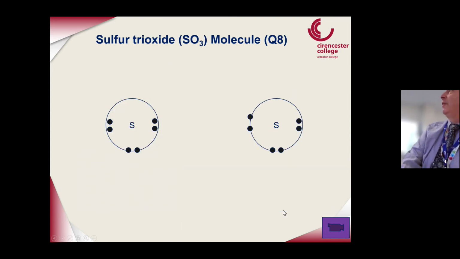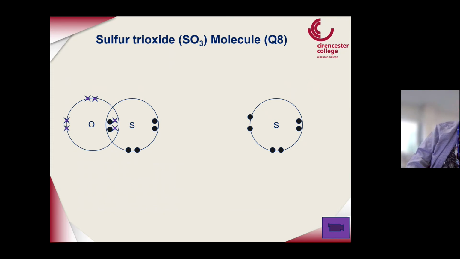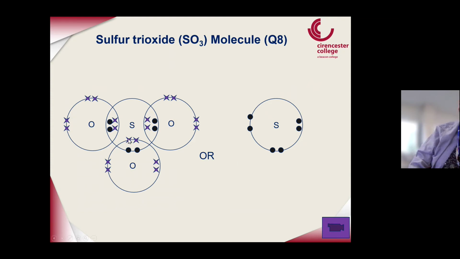Okay, sulfur trioxide. Now, this is a little bit more tricky because there are 2 possible ways of doing it. We could have an oxygen making a double bond with the sulfur. That's all good. Now those 2 oxygens both think they've got 6, and the sulfur now thinks it's got 8. But there's still a pair of electrons here, and the sulfur could make another bond. So count up those electrons: 4, 8, 12.